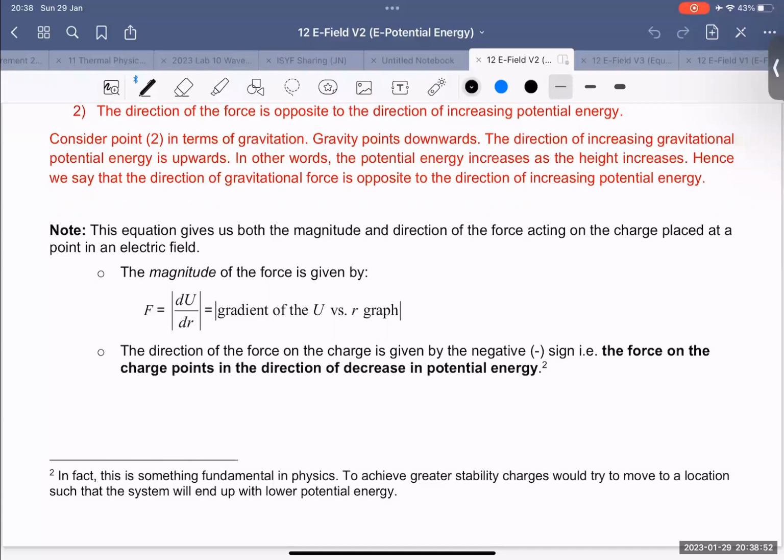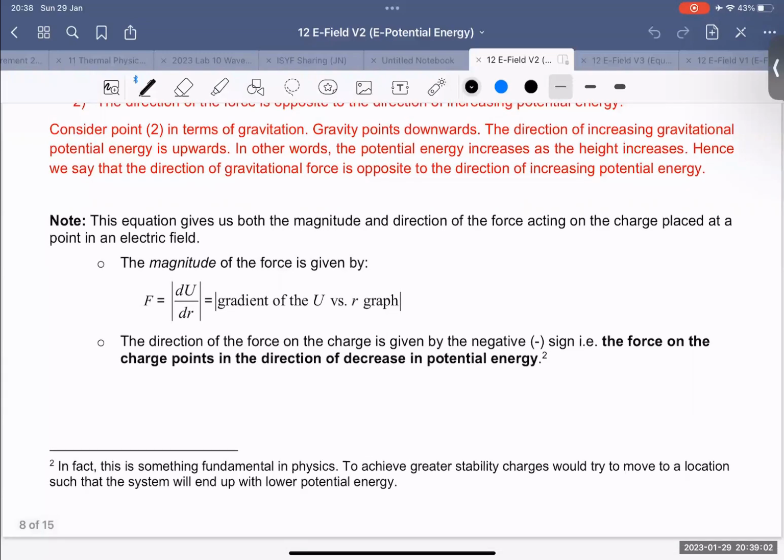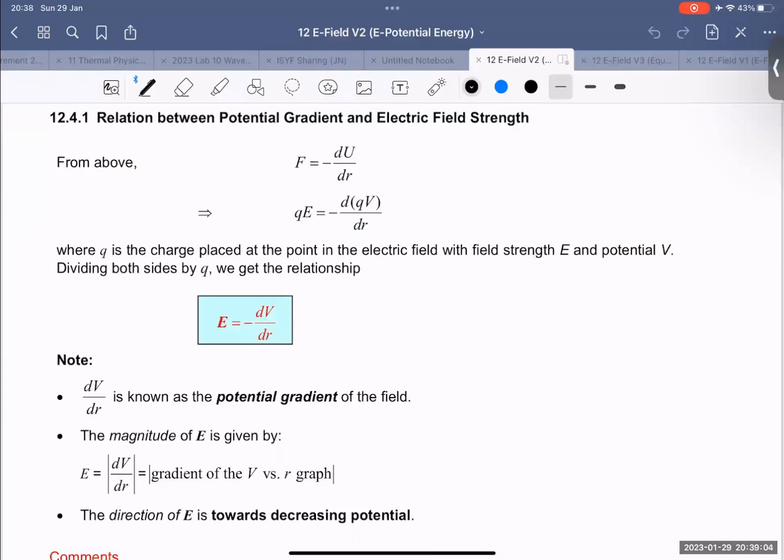Relation between potential gradient and electric field strength. Since F equals minus dU/dr, and F is QE and U is QV, we get E equals minus dV/dr. So dV/dr is known as the potential gradient of the field. This is a technical term, please remember. dU/dr is known as the potential energy gradient of the field.